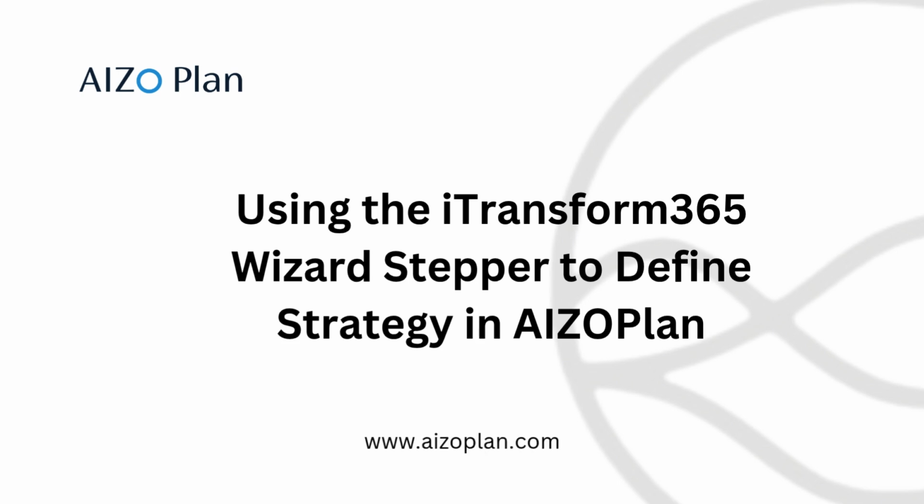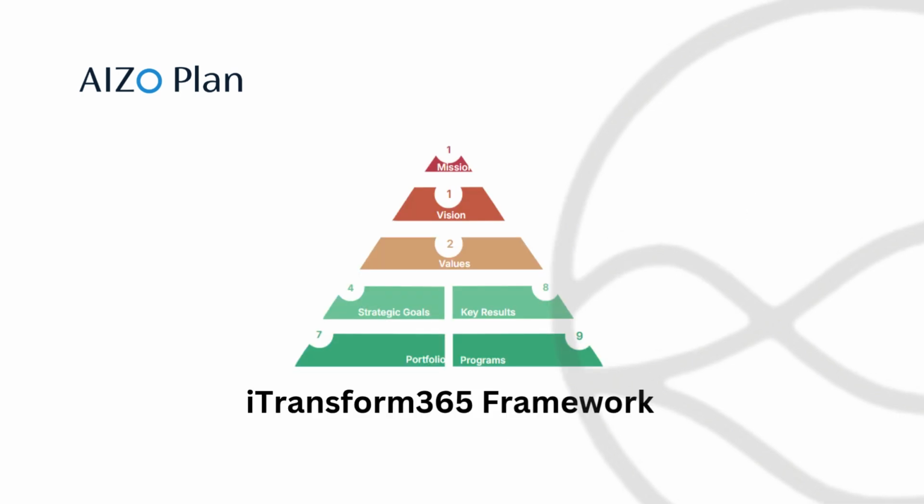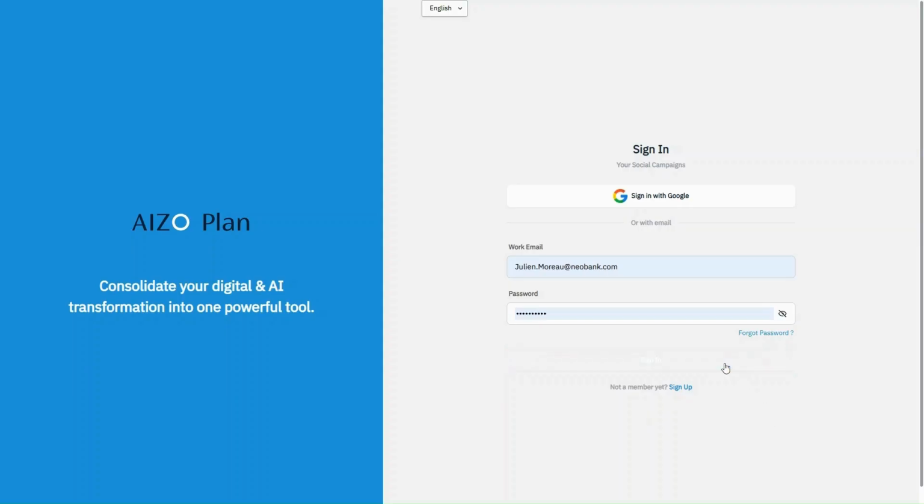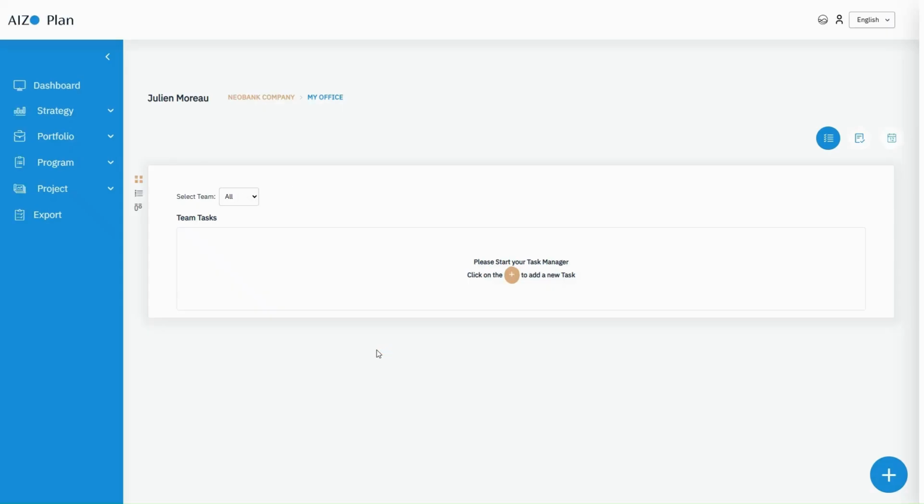In this tutorial, I'll guide you through how to define your strategy using the iTransform365 framework in AIZOPlan, starting with your mission, vision, and core values, and continuing through to setting strategic objectives and key results, OKRs. Once logged in, you'll find an intuitive interface designed to guide you through the entire planning process.